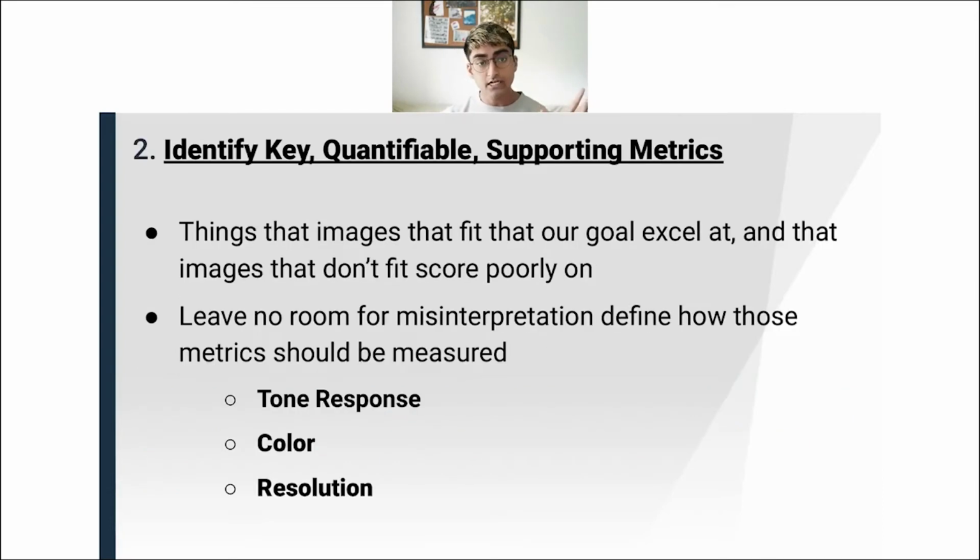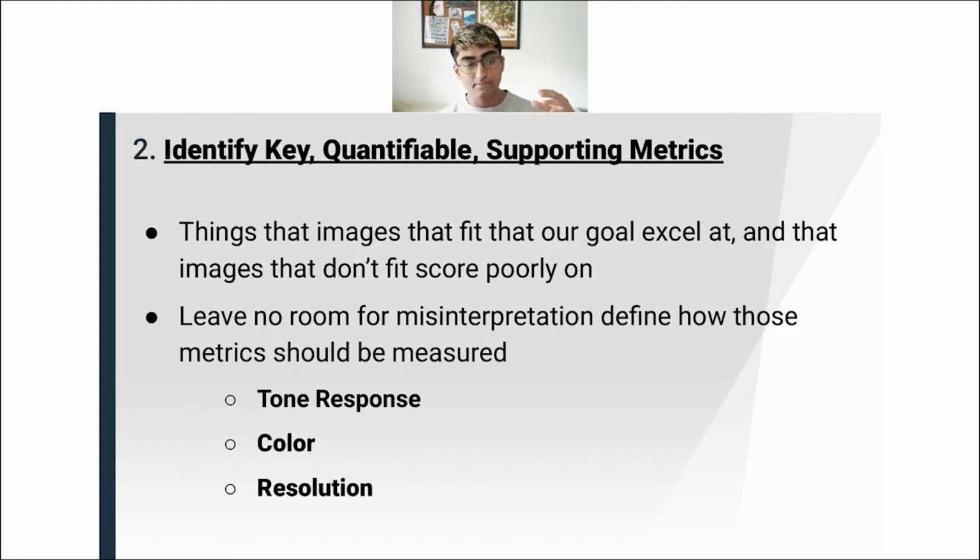We need to have key quantifiable metrics that we can take and make numerical analysis of and provide an unbiased comparison of how well our image performs. So we need to pick metrics that images that fit our goals are going to excel at, they're going to perform well at, and things that images that are not so good will score poorly on. So we can get that kind of resolution. And when we take these metrics and we pick what we want to measure, we need to make sure that there is no room for misinterpretation on how we measure these metrics.